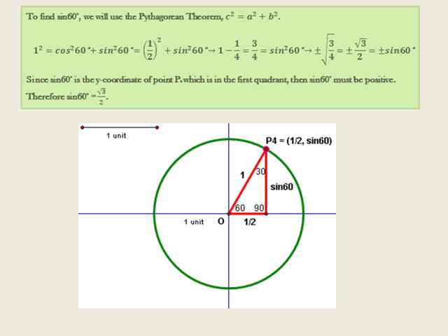sine of 60 degrees. Since sine of 60 degrees is the y-coordinate of point P4, which is in the first quadrant, then sine of 60 degrees must be positive. Therefore, sine of 60 degrees equals square root of 3 divided by 2.